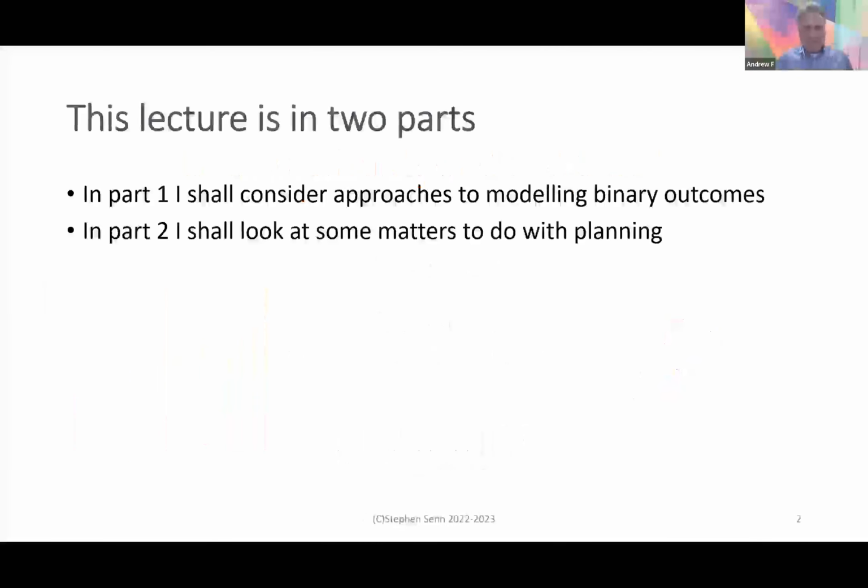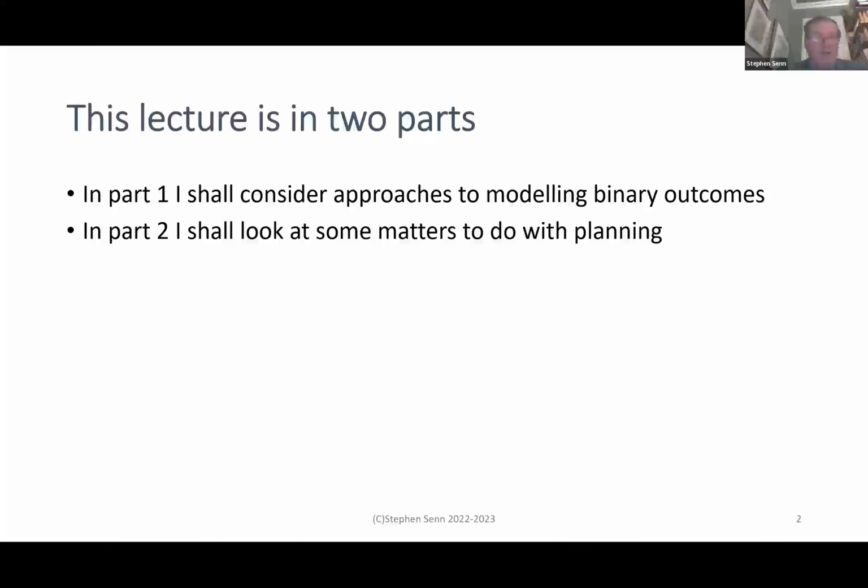Okay. So this lecture is in 2 parts. In part 1, I'm going to have a look at approaches to modeling binary outcomes. And in part 2, I shall have a look at some matters to do with planning.